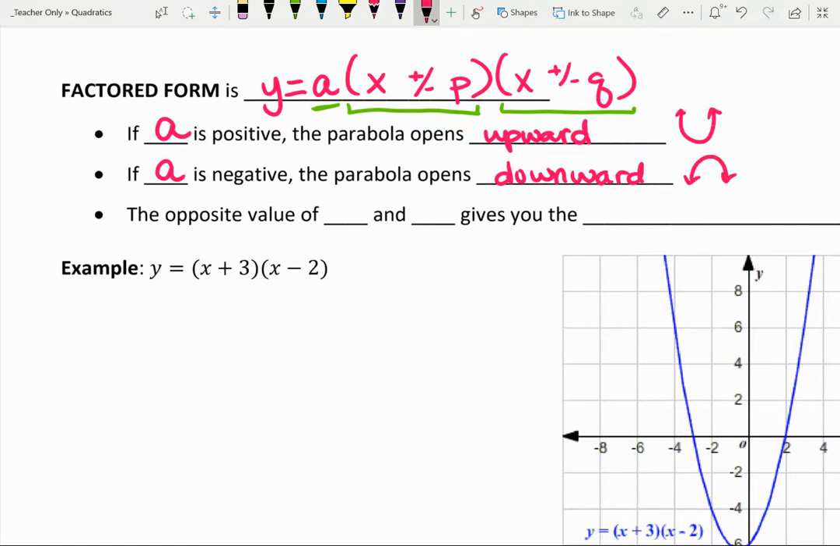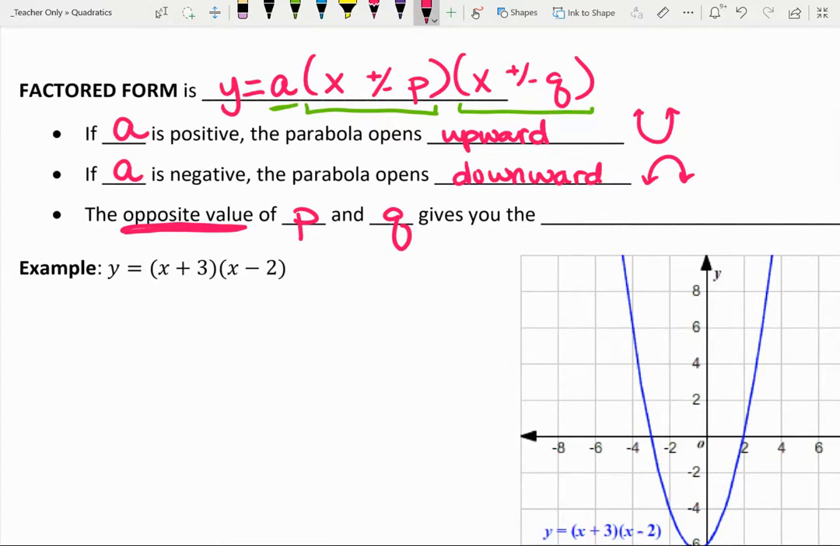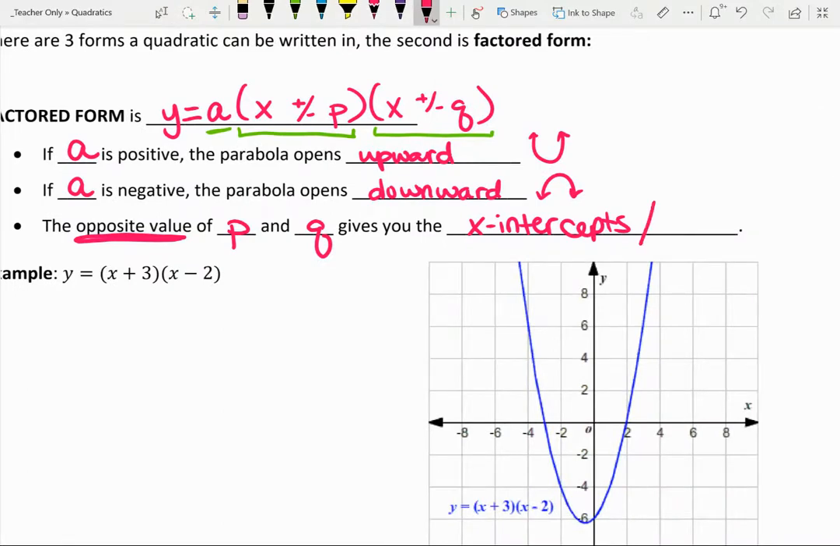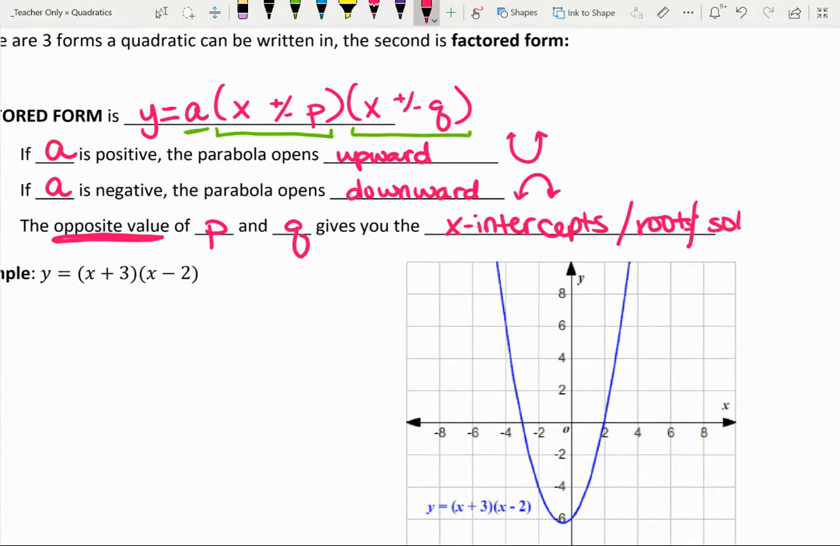And then inside those parentheses, those two expressions, if we take the opposite value of p and q, those two numbers that are either added or subtracted to x, that will tell us the x-intercepts. Remember, there are two other words for x-intercepts. We can also call them roots, or we can call them solutions. I think today you'll hear me mostly calling them x-intercepts, but just remember that roots and solutions are other words you might see or hear.